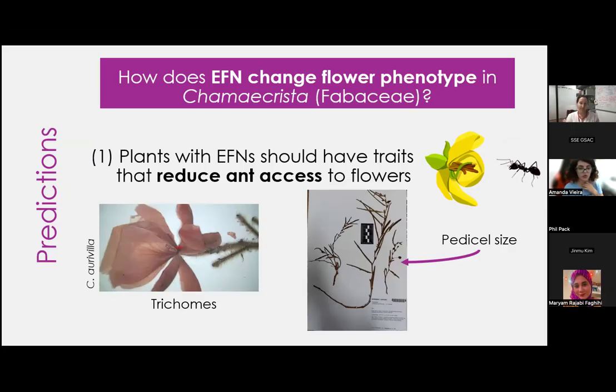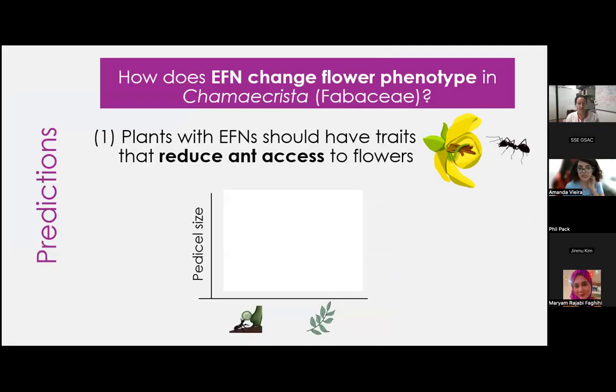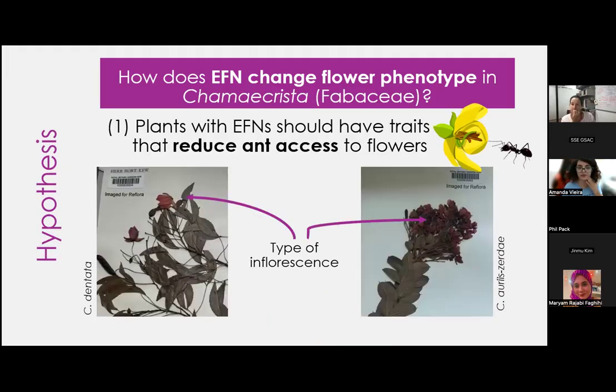Also, we were thinking about the petiole size. So the petiole is the structure between the flower and the branch. So maybe there's a spatial separation between flowers and branches. So plants with extrafloral nectaries might have a longer petiole than plants without extrafloral nectaries.